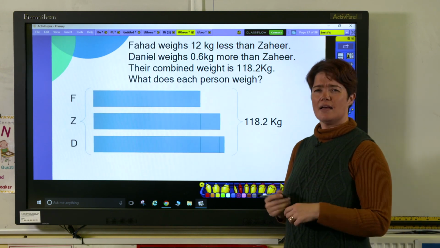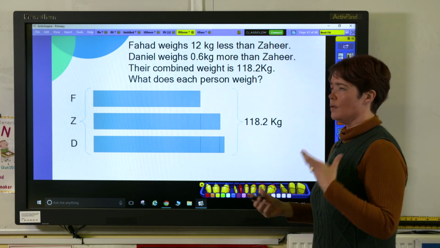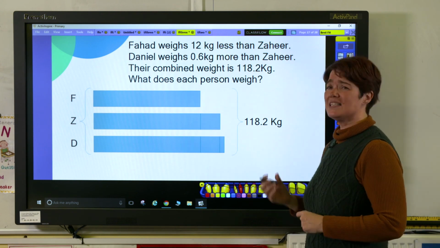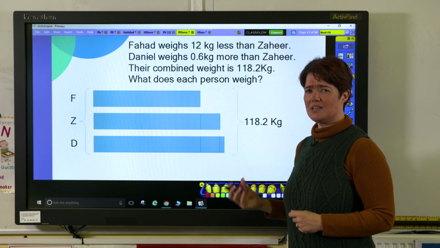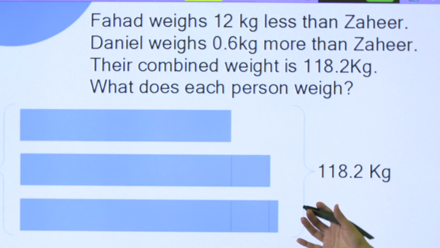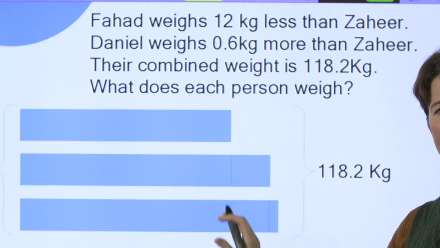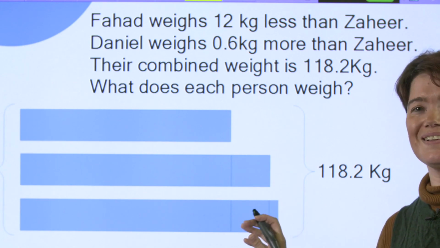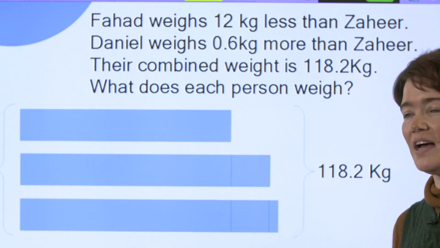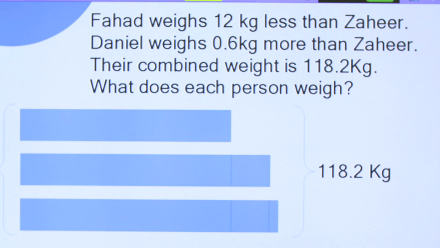Let's have a look at another problem to do with weights and measures. And again, this is a really complex problem, one you'd want Year 6 to look at. Again, we're going to use our bar model. I'm not going to go into how this works; there are plenty of our videos on bar modelling if you want to have a look at that. But Farad weighs 12 kilograms less than Zahir. Daniel weighs 0.6 kilograms more than Zahir. Their combined weight is 118.2 kilograms. What does each person weigh?